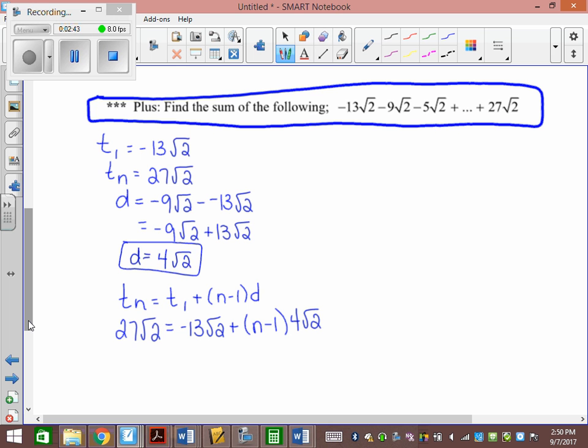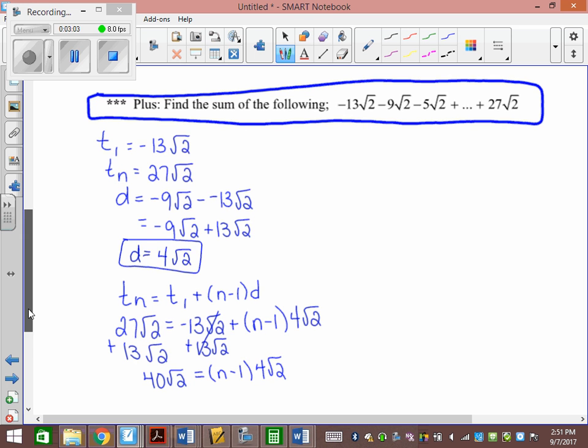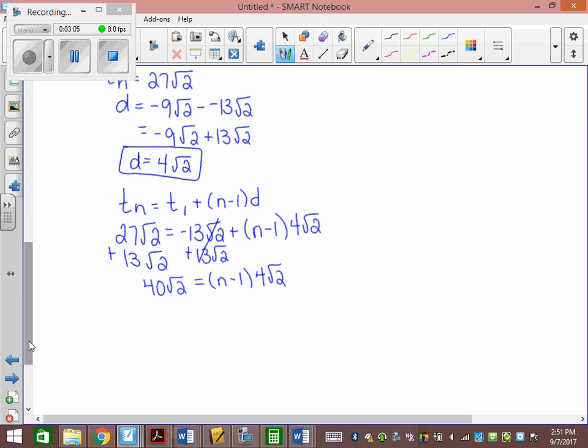Now if you add 13 root 2 to both sides, you're going to get 40 root 2 equals n minus 1 times 4 root 2. The next thing we always do is we divide by the d, and the d in this case is 4 root 2.